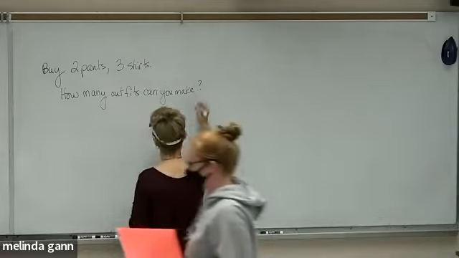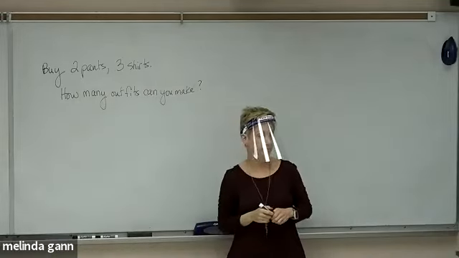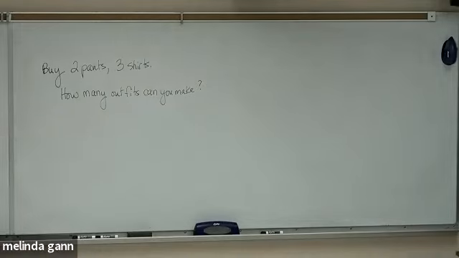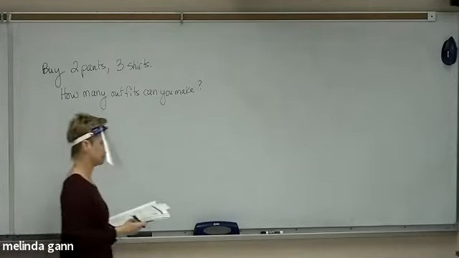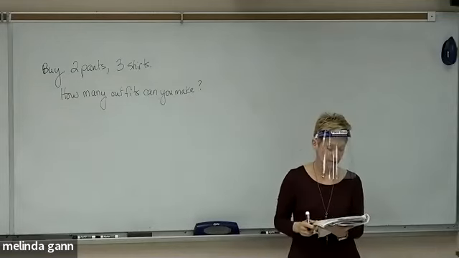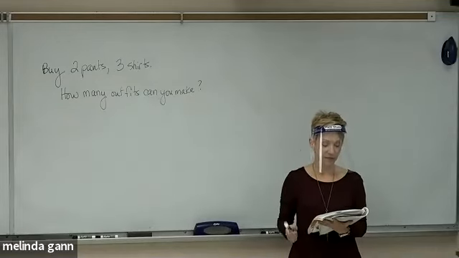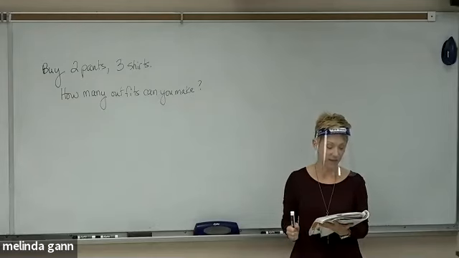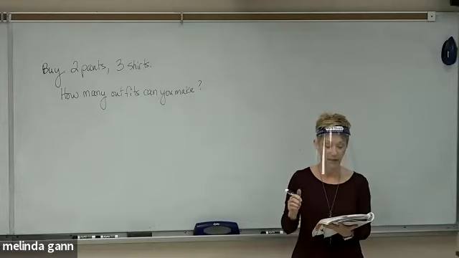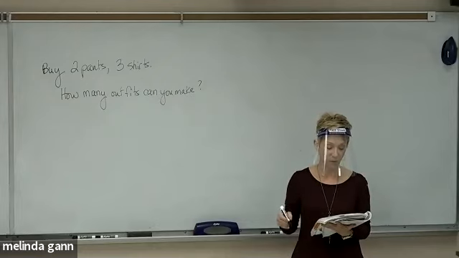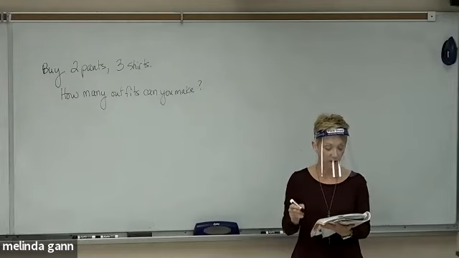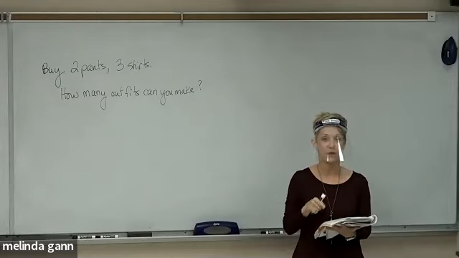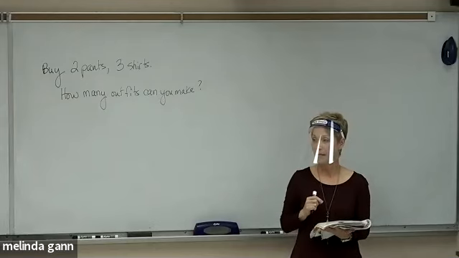How many outfits can you make? Now, in your book, the counting principle is on page 169. Look what it says. It says this: for a sequence of events in which the first event can occur in n1 ways, and the second event can occur in n2 ways, and the third event can occur in n3 ways, and so on, the total number of outcomes is, what are they doing with those numbers? What's that dot mean?